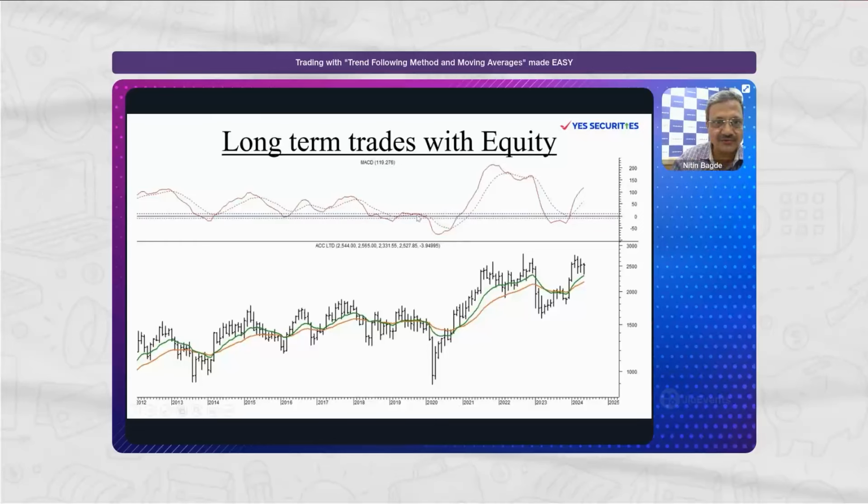These crossovers one should not act upon. The crossovers that take place below the zero line should be acted upon. Here we have given a small error margin, zero line plus 10 and minus 10. Suppose we are buying, then whenever the crossover happens below 10, then one should act upon it.